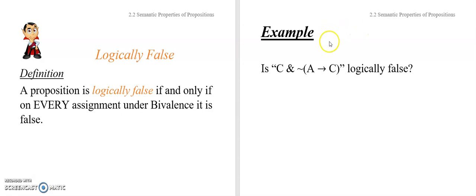Still going over semantic properties. I want to give you an example, before moving on to other things, of a slightly more difficult sentence. So let's try this one as an example of a logically false or logically contingent sentence, just so you can see it. Is this sentence logically false? Yes or no? If it is, prove it. Pause now.